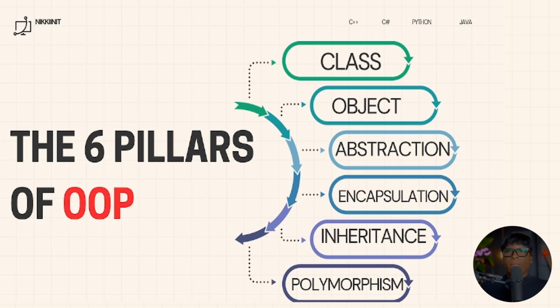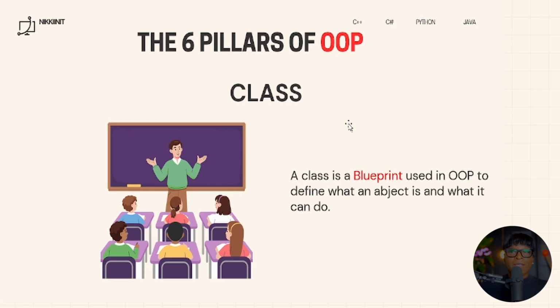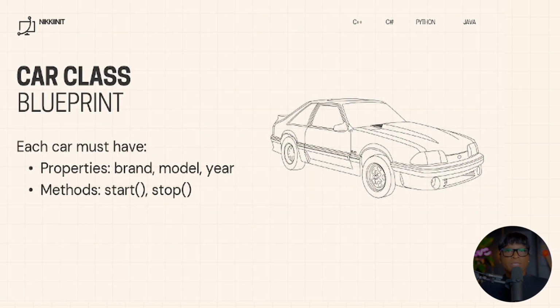So let's keep going. First, we looked at object, and I said that an object is created from a class. Now let's look at what is a class. A class is a blueprint in OOP that defines what an object is and what it should do. Let's look at an example of a class. Let's take a car company, for example. Let's use Toyota as an example. Let's say Toyota wants to create their new cars for 2027.